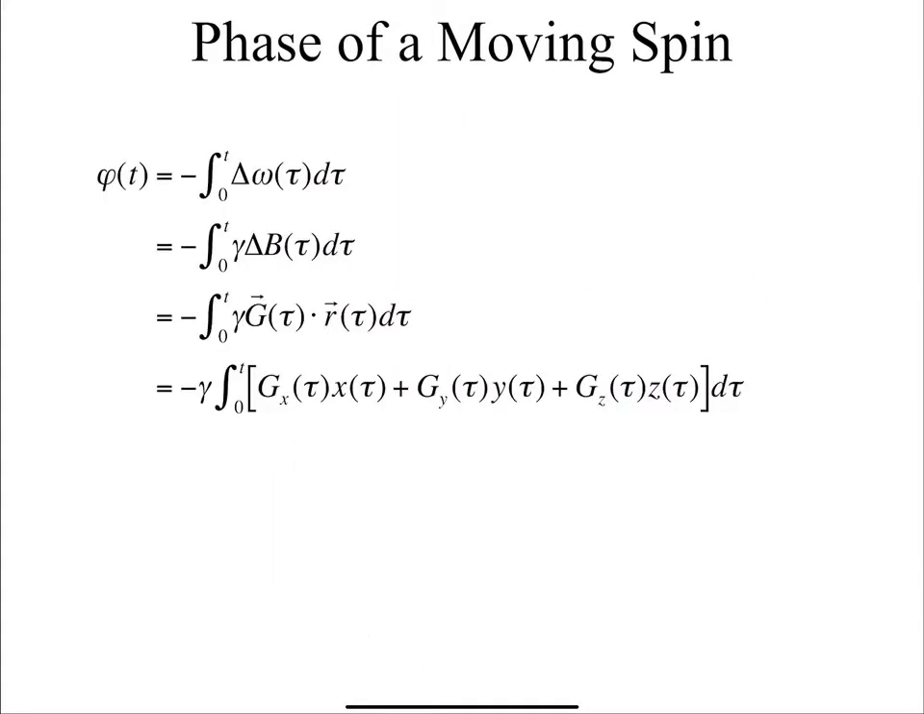Right? So the way to do it is the phase of any spin is given by its delta omega integrated over time. We know delta omega is just gamma times delta B. And then here's the part that we looked at before: gamma G dot r. Previously, we assumed these x, y, and z didn't depend on time. Remember, you had things like Gx x plus Gy y. But now we're going to assume that they have some time dependence.